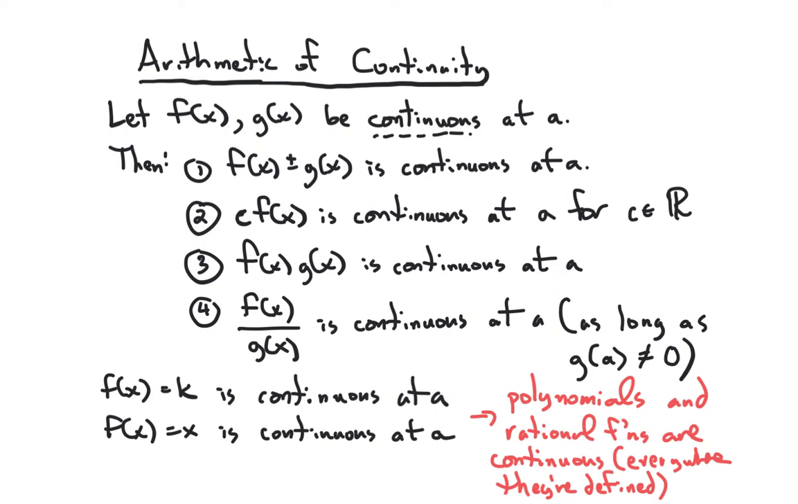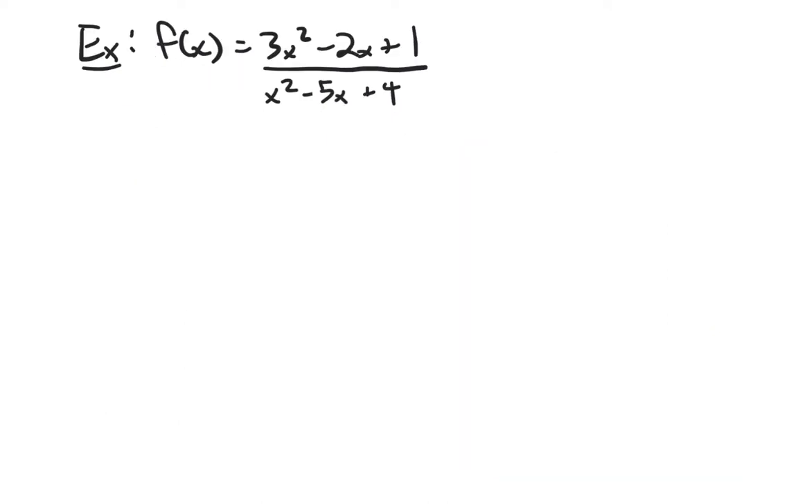Something like 1 over x isn't defined at 0, so it's not even part of the domain of the function, so we're not really worried about it, but anywhere where you can plug in a value into your function and get out a value, it's going to be continuous there. So let's look at the following function. We have f of x equals 3x squared minus 2x plus 1 over x squared minus 5x plus 4. So this is a rational function since it's two polynomials that are divided by each other.